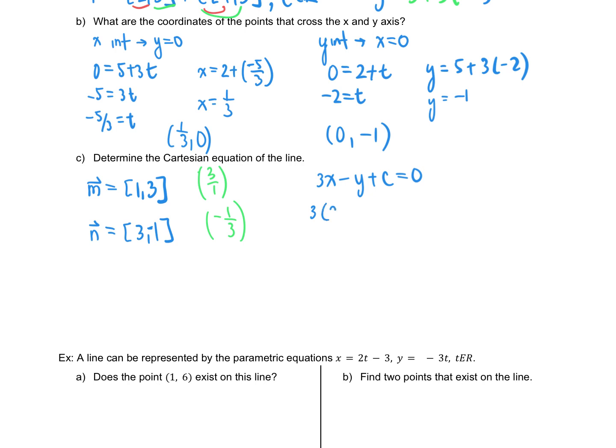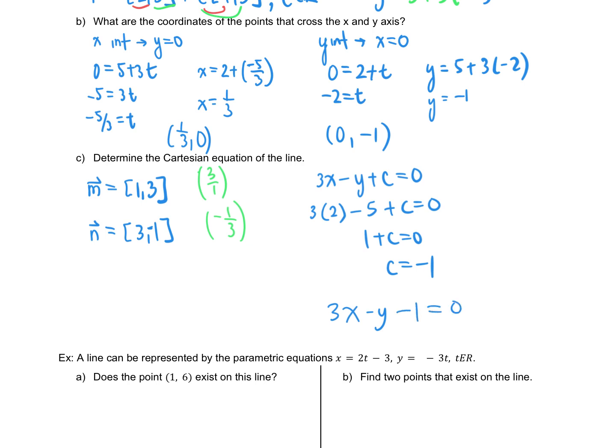So 3 times 2 minus 5 plus c equals 0. Well, that's going to be 1 plus c equals 0. So the constant must be -1. So here is our Cartesian equation.